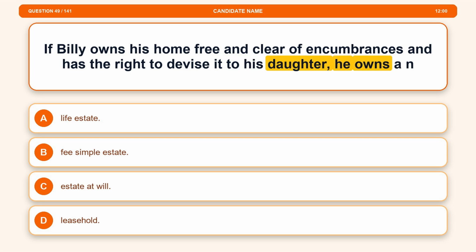Question 49. If Billy owns his home free and clear of encumbrances and has the right to devise it to his daughter, he owns an option A, life estate. Option B, fee simple estate. Option C, estate at will. Option D, leasehold.